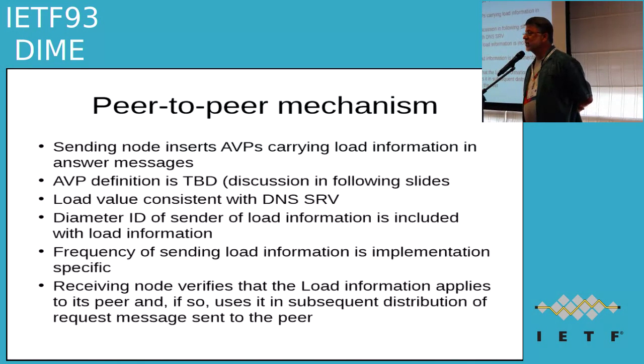I believe we have consensus on supporting a peer-to-peer mechanism for load, where a diameter server would communicate its load to its peer, be it an agent or a client. If there are multiple agents in the chain, an agent would do the same, or could do that to the client as well. I think we have consensus on that aspect. I haven't heard anybody pushing back on that for quite a while.